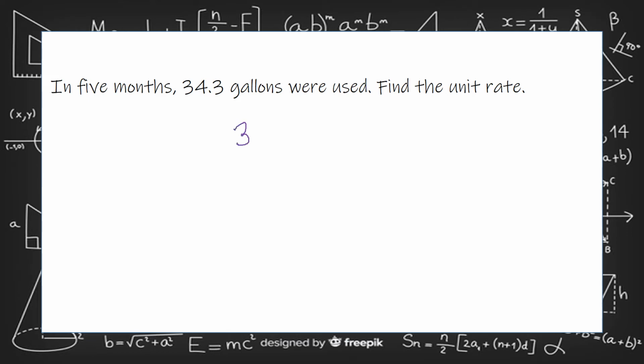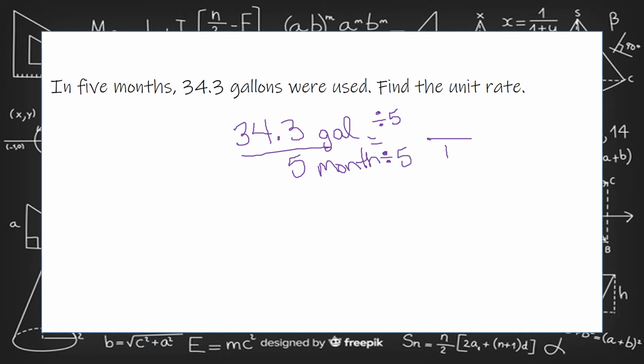In 5 months, 34.3 gallons were used. So we're going to put gallons per month. We want to find the unit rate. So we're going to divide both the top and the bottom by the number of months that we have listed here, which is 5. So 5 divided by 5 is 1. And 34.3 divided by 5 is 6.86.